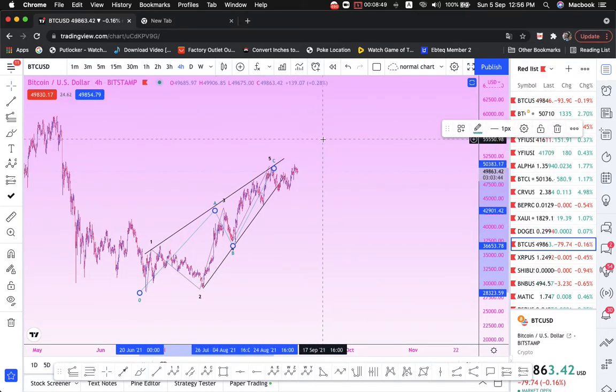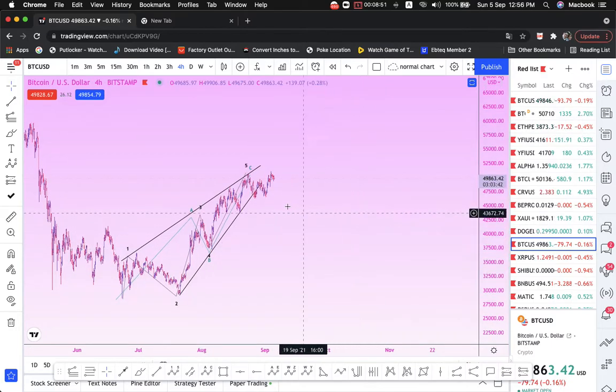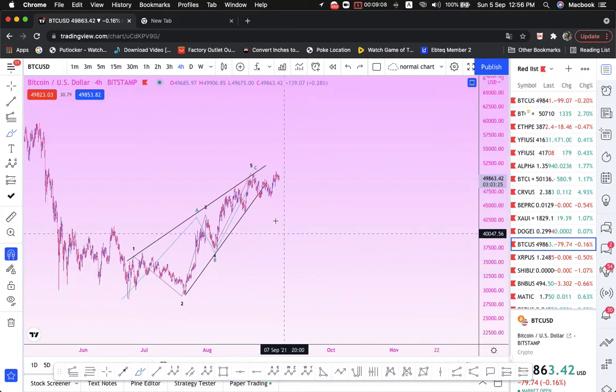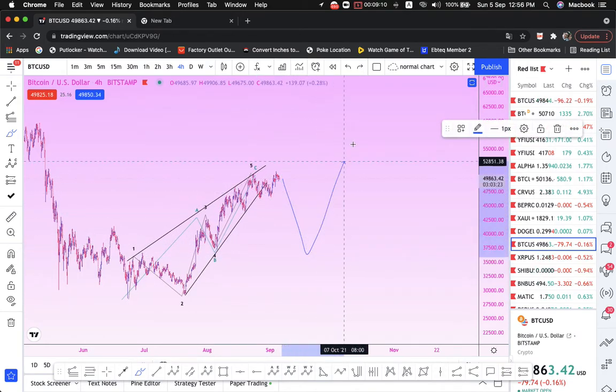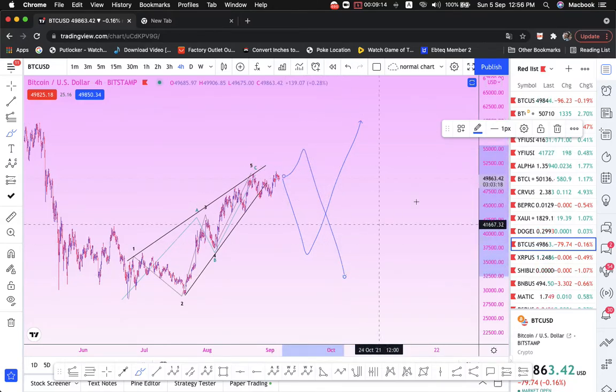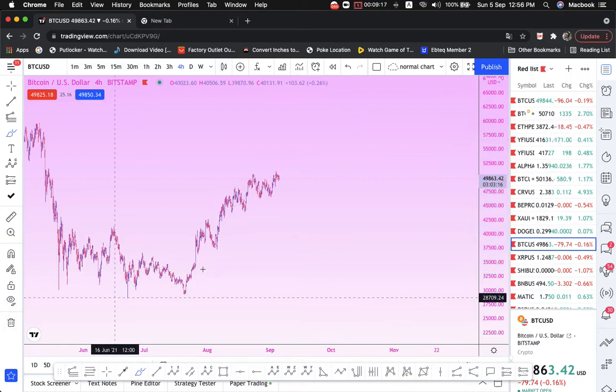Of course, if it makes another leg up, congratulations, which means the ABC structure is done. If it comes down, then congratulations. We all know that this is going to go up, because this is an expanded flat. So if it comes down now, we're definitely going to long it. If it goes back up, we're going to short it. It's pretty simple. Alright guys, so that's my analysis on the Bitcoin right now.